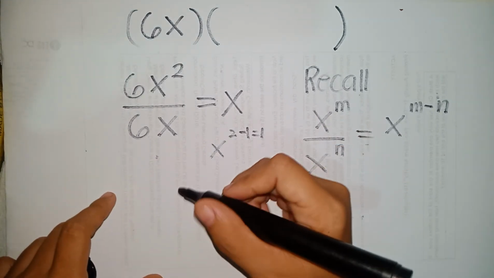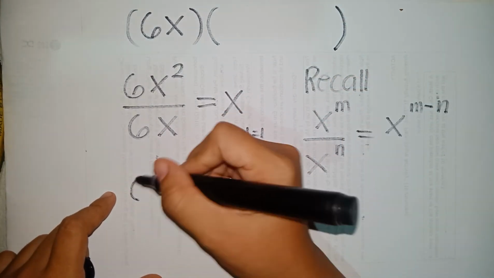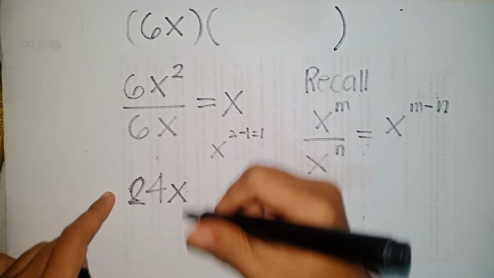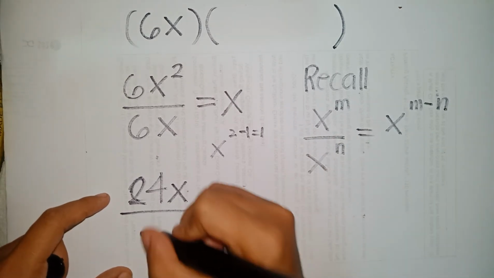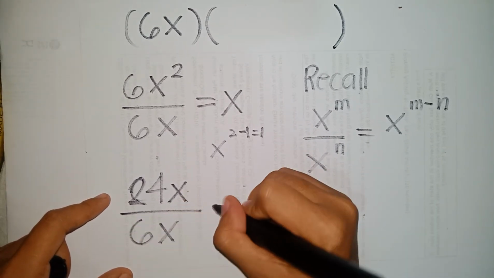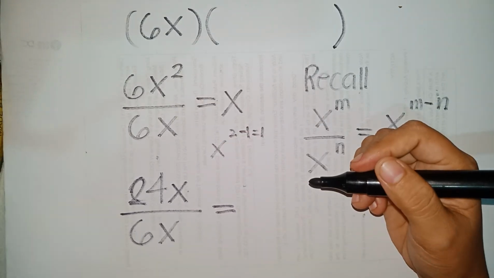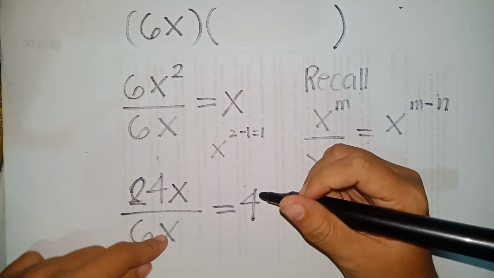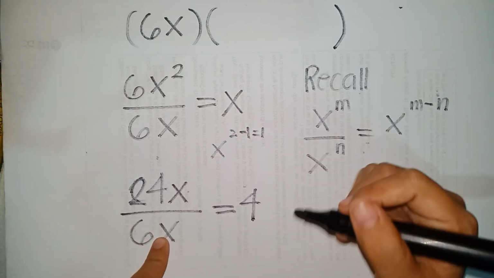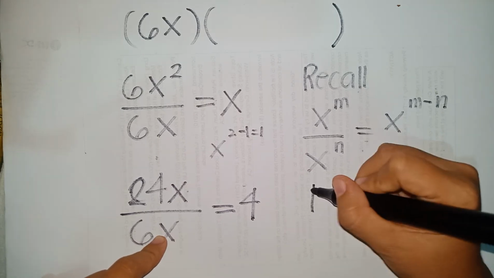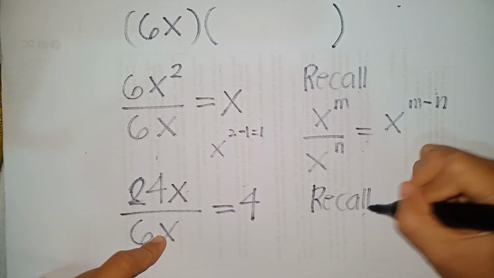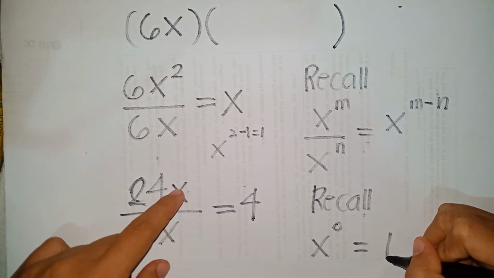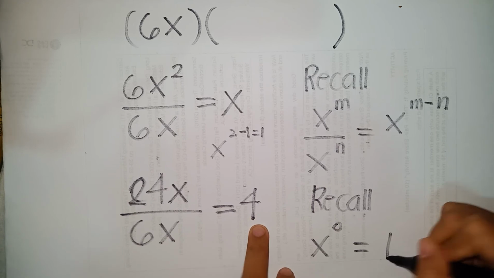Next is the other term. So 24x divided by the GCMF 6x. So 24 divided by 6 is equal to 4. x divided by x is equal to 1. So also recall that any number raised to 0 is equal to 1. So that gives us the value of 4.